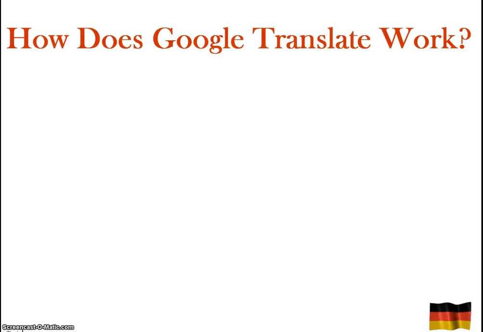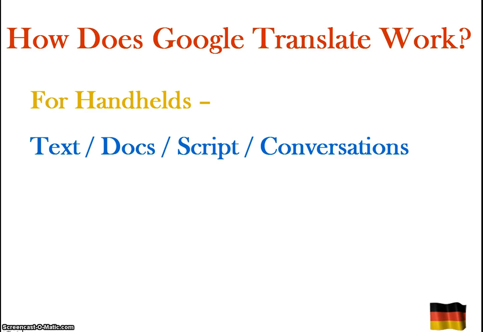How does Google Translate actually work? Well, there's two different options. You can get Google Translate for your handheld, your iPad or your iPod Touch or your iPhone or another Android device. It will translate text. You can move documents into Google Translate and it will do that as well. You can have handwritten script for some of the different options with handhelds now. Or you can actually use the microphone on your handheld and have conversations. So you can actually speak and it will translate or give you the translation.